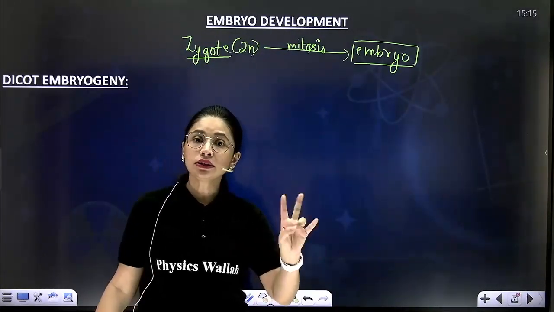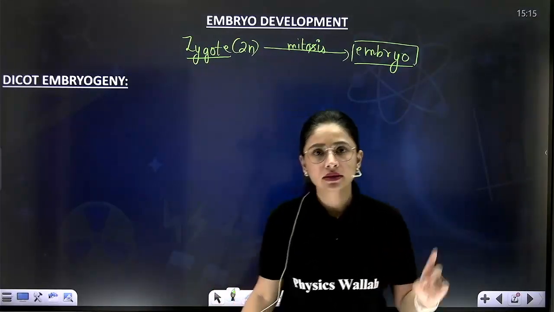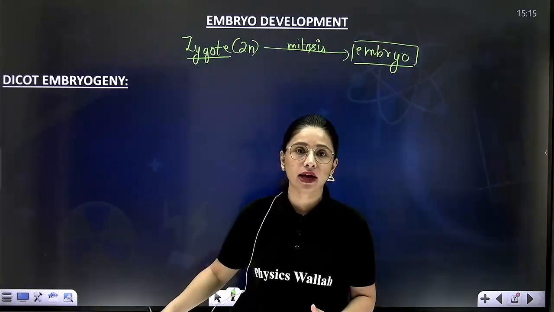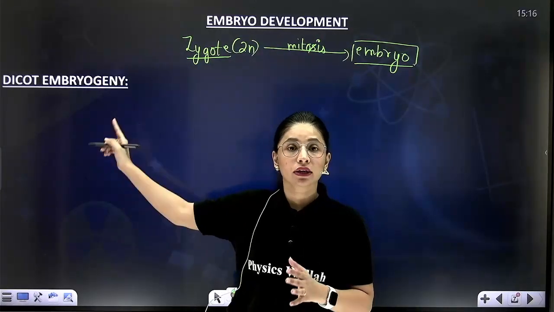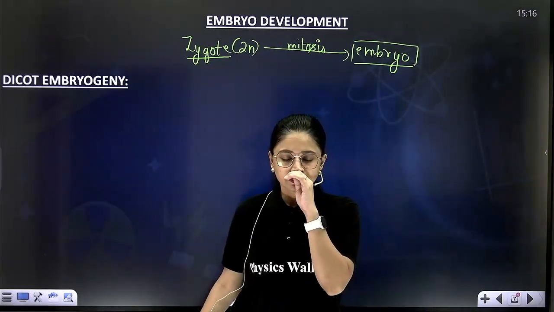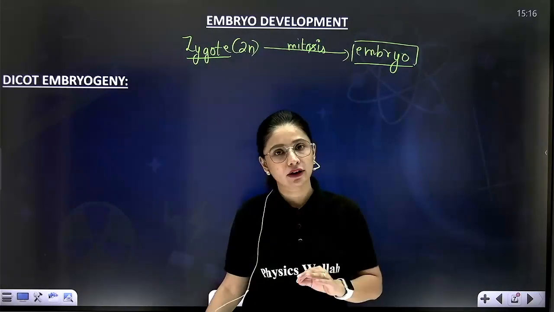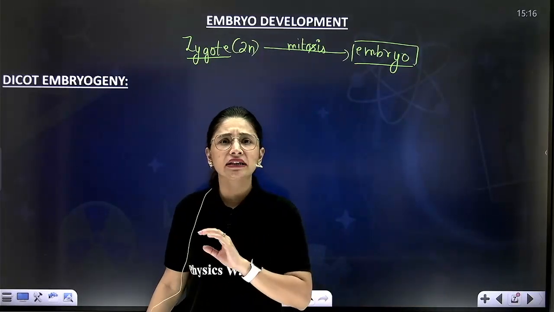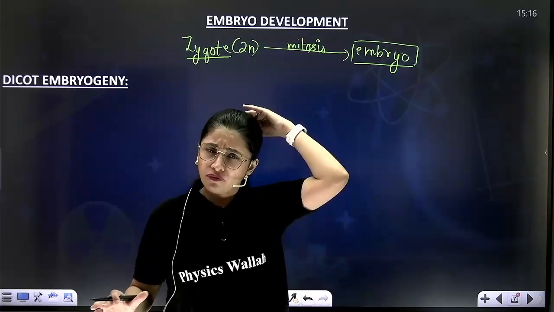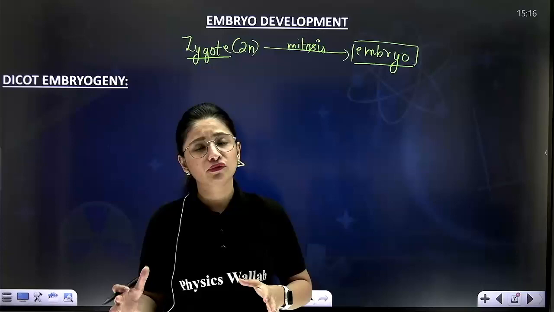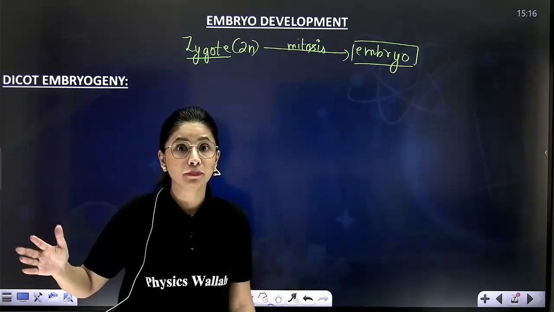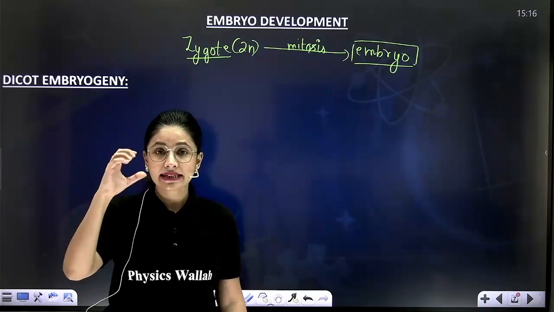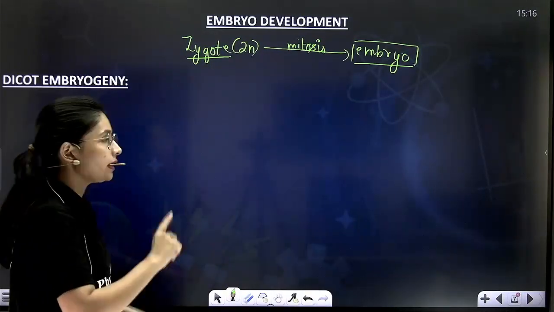Now, there are two types of zygote, one for dicots, another for monocots. So first we are going to see the embryogeny, the development of embryo from the diploid cell zygote, in case of dicot plants. First we will see the dicot embryogeny and then we will see monocot embryogeny. It is a very easy topic. If you once listen to me very carefully, beta, then I don't think you will need any book or reference to read it again and again. So just open your ears, open your eyes and listen as well as see on the board very carefully.